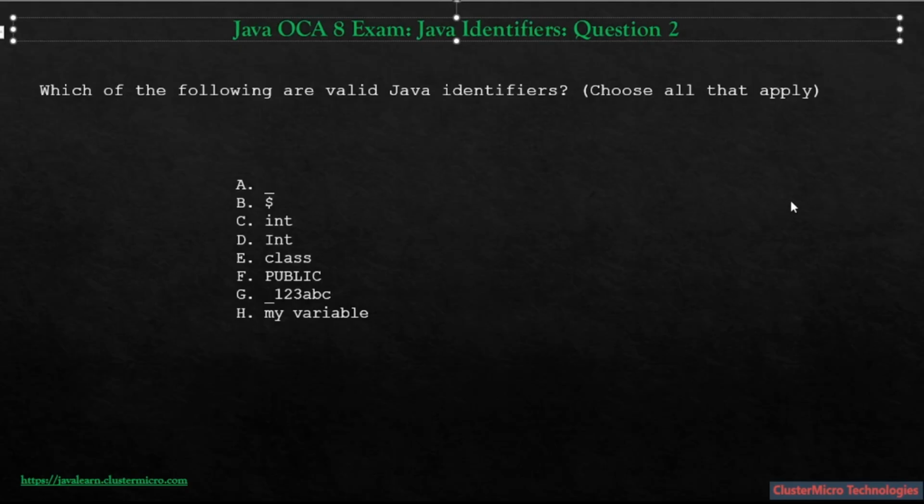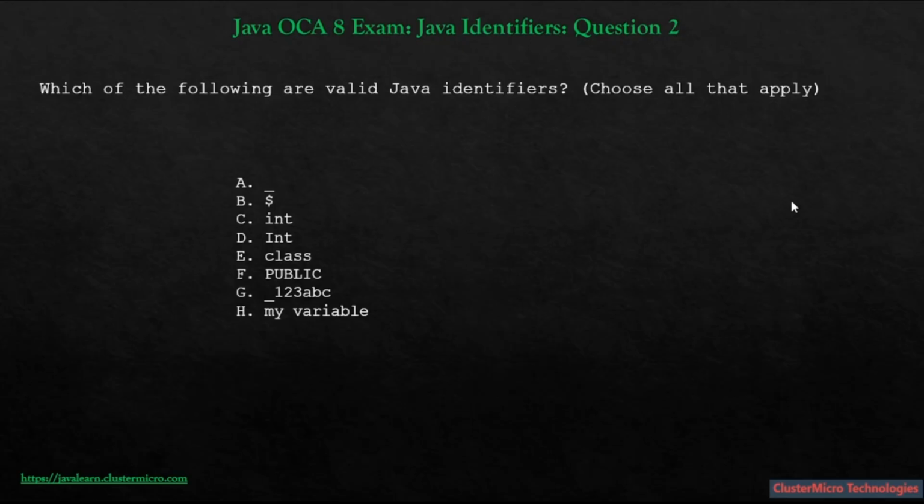Question number 2: which of the following are valid Java identifiers? Choose all that apply. Underscore and dollar are fine, so A and B are fine. Small int is not fine, capital Int is fine, so A, B and D are fine. Then E is not fine, you can't have a class, but F is fine, Public is fine, it's all caps. Then G is fine, it starts with an underscore. H is not fine because there is a space between my and variable. So that's about this section. Let's meet in the next video.